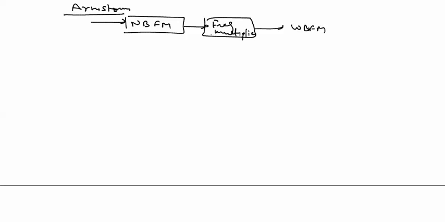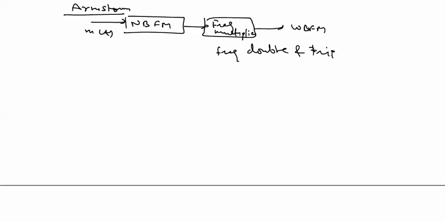In the first step, we generate NBFM and then multiply it with the help of a multiplier to produce wideband FM, WBFM. Multiplication is done by using a frequency doubler and tripler.